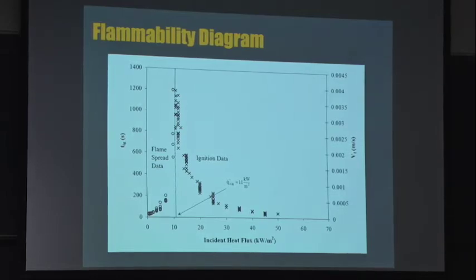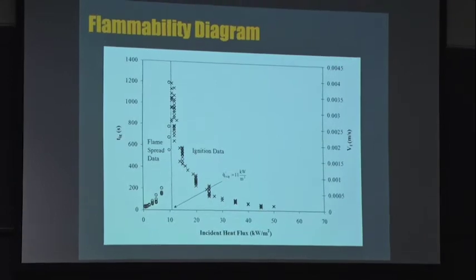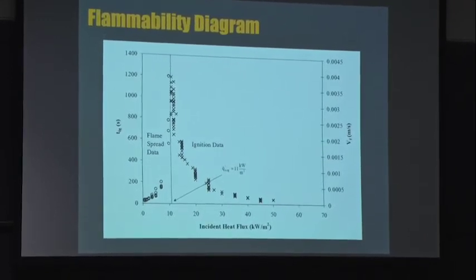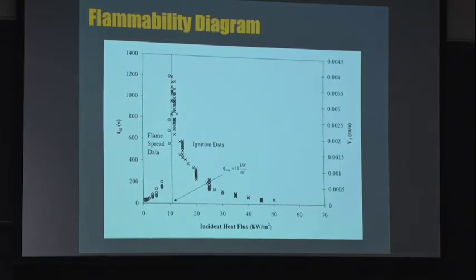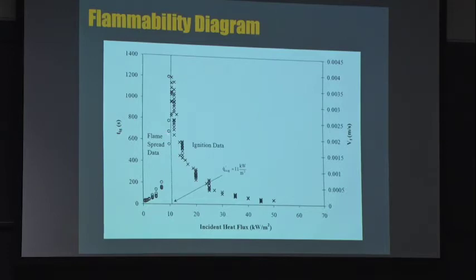On this branch, you have the ignition delay time. Okay? And here's the T ignition. So this data corresponds to external heat flux and ignition delay time. The other branch corresponds to the flame spread. Okay? Here is the velocity of spread that is being measured. Now, the flame spread will asymptote at the critical heat flux for ignition.